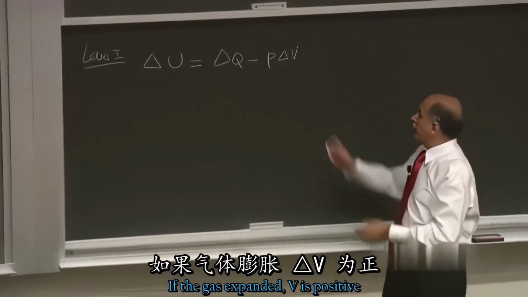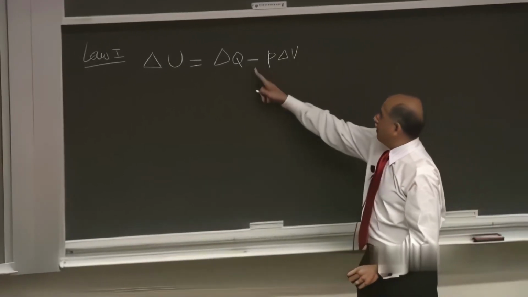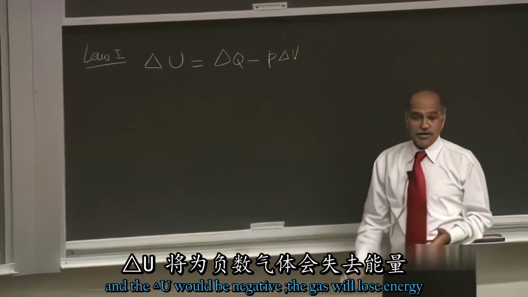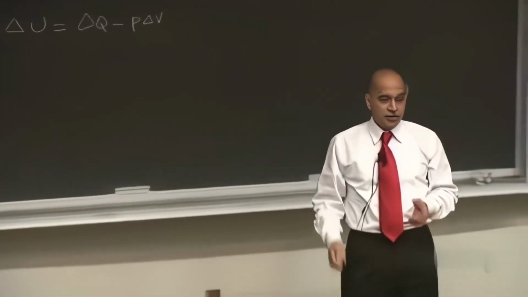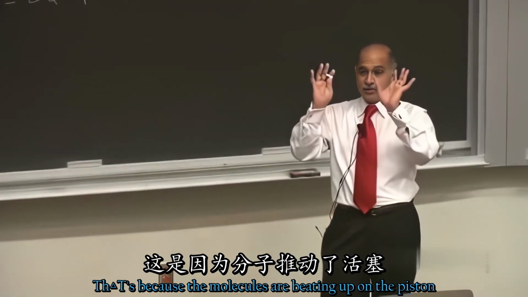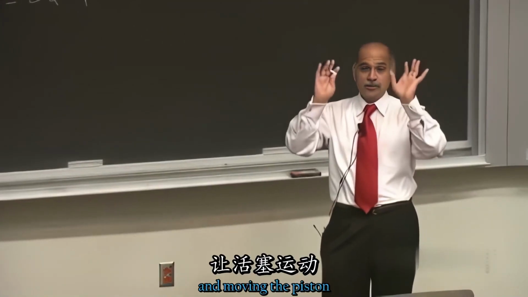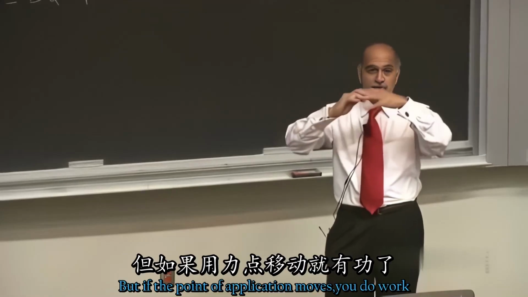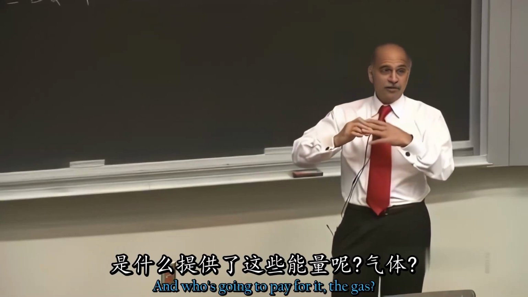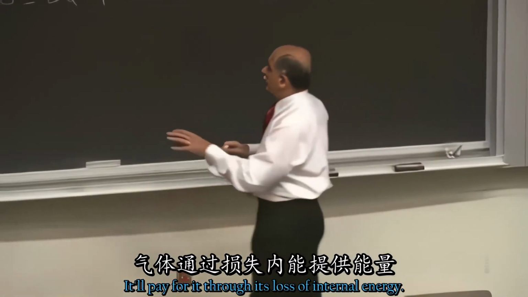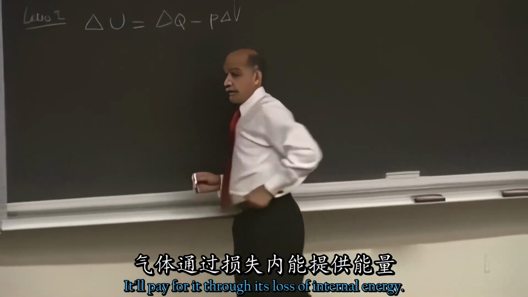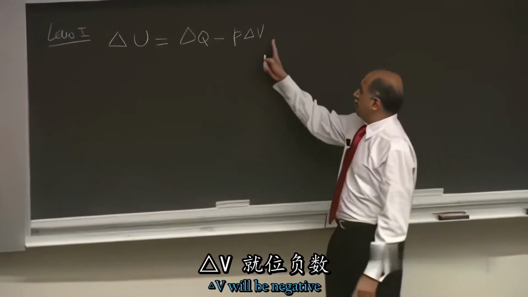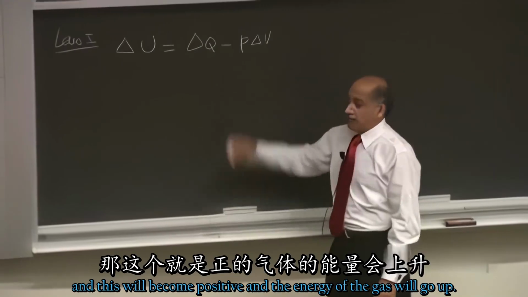If the gas expanded, delta V is positive, and the minus P delta V is negative, and the delta U will be negative, the gas will lose energy. That's because the molecules are beating up on the piston and moving the piston. Remember, applying a force doesn't cost you anything, but if the point of application moves, you do work. And who's going to pay for it? The gas. It will pay for it through its loss of internal energy. Conversely, if you push down on the gas, delta V will be negative, and this will become positive, and the energy of the gas will go up.